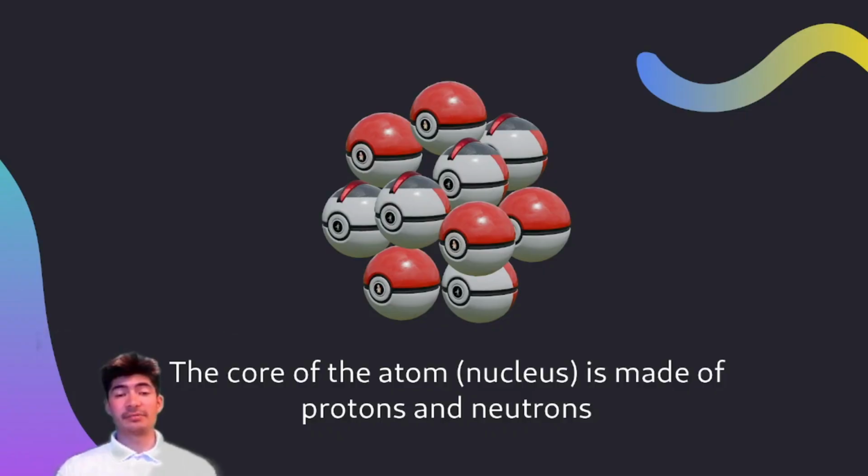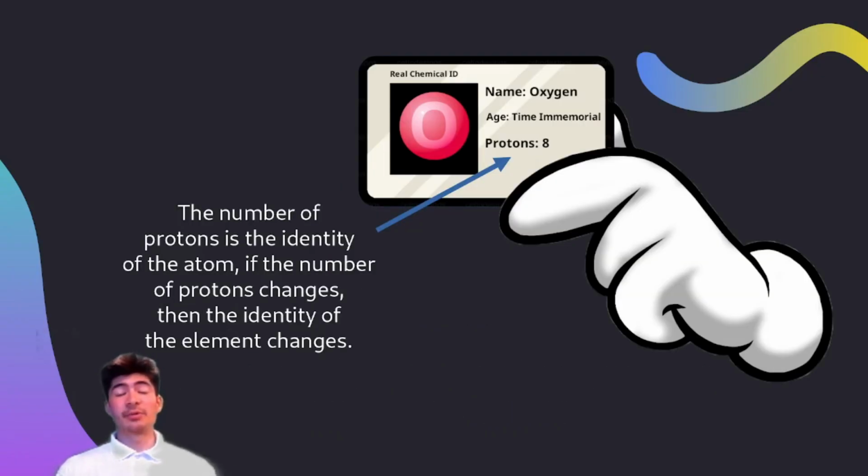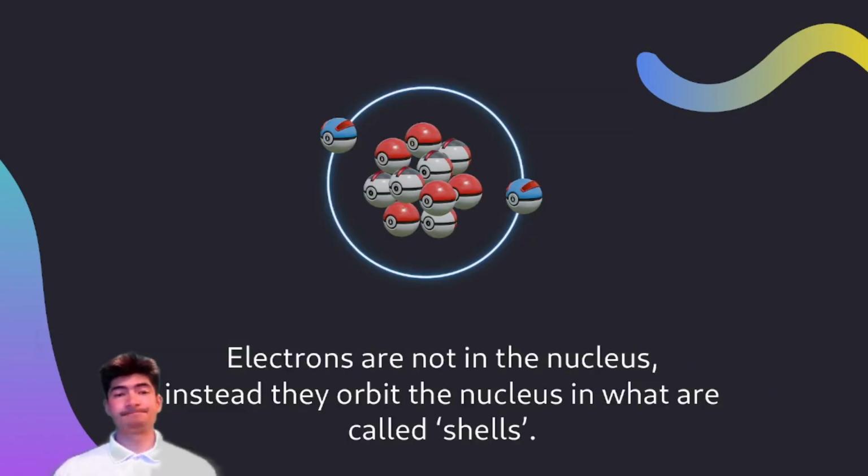The core of the atom is a nucleus. It's made of protons and neutrons. The number of protons defines the identity of the atom. The number of electrons can change, the number of neutrons can change, but if the number of protons change, then the atom becomes a different element.